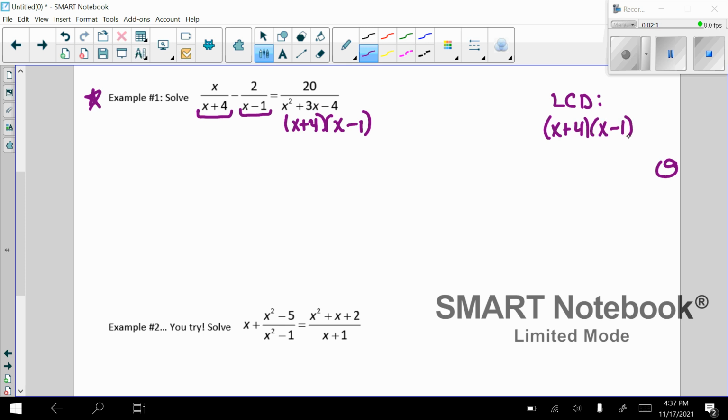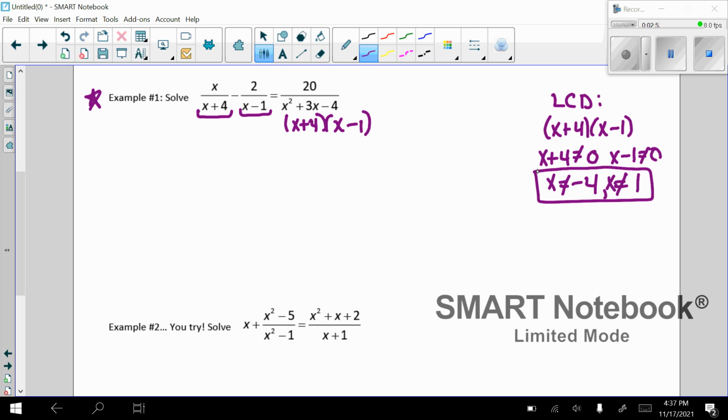Now, this might be a good time to decide what our restrictions on the denominator are. Basically, we know that x plus 4 cannot equal 0, and we also know that x minus 1 cannot equal 0. If they do, we're going to have denominators that are 0, and they're undefined, so the equation wouldn't make sense. So x cannot be negative 4, and x cannot be 1. So those are the restrictions on our denominator. We'll just put that aside for a second.